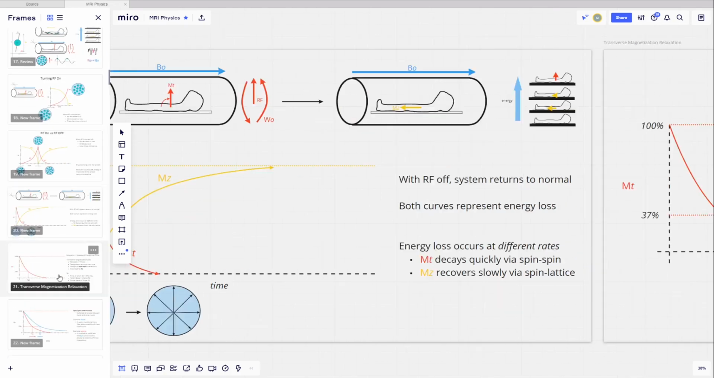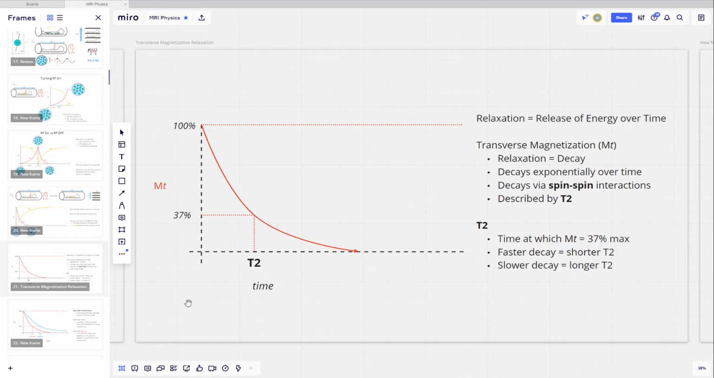Okay, so let's look at what happens with the transverse magnetization a little bit more closely. This is the same as what we've shown on the last several graphs, but we're just separating it out by itself. When we talk about relaxation, relaxation is just describing the release of energy over time. After you turn that RF pulse off, how does the system get rid of energy? It doesn't just disappear. The system has to get rid of energy through some mechanism. Okay. Conservation of energy and all of that. So with transverse magnetization, you may hear it called transverse magnetization relaxation or decay, which means the same thing.